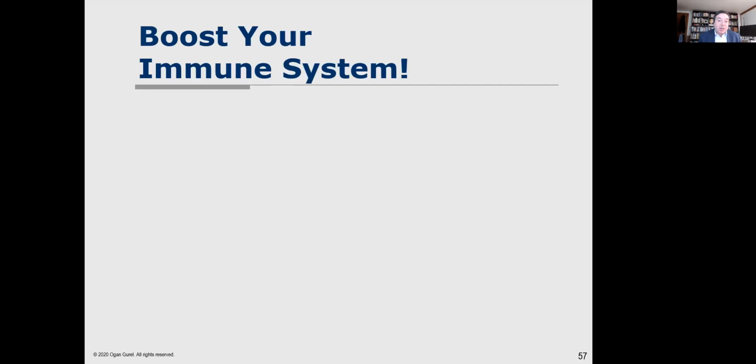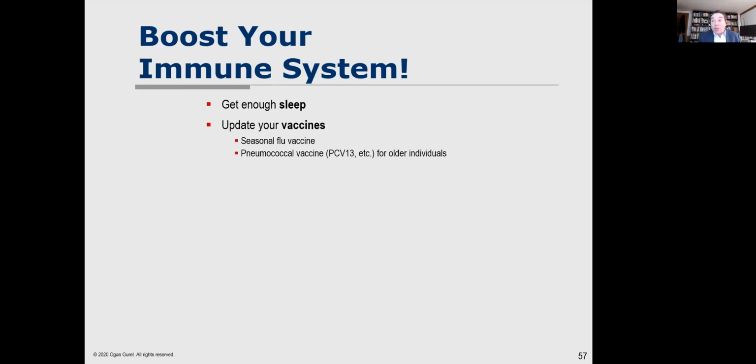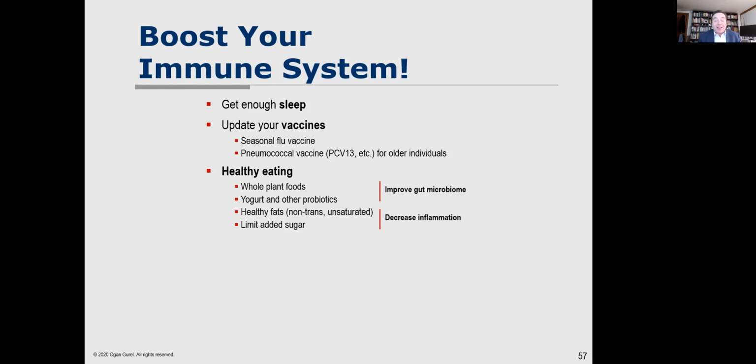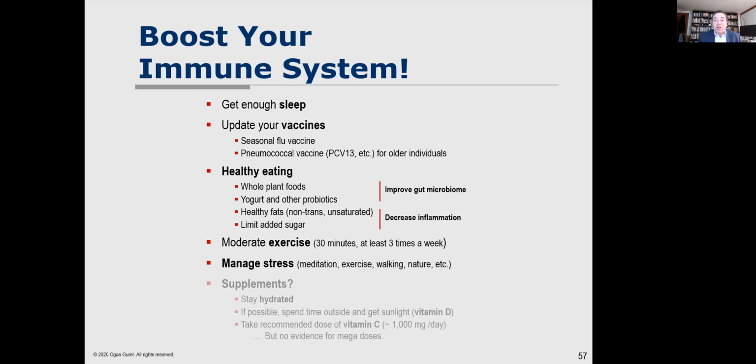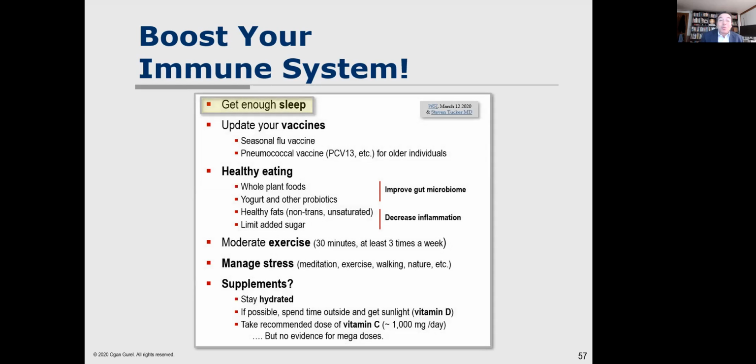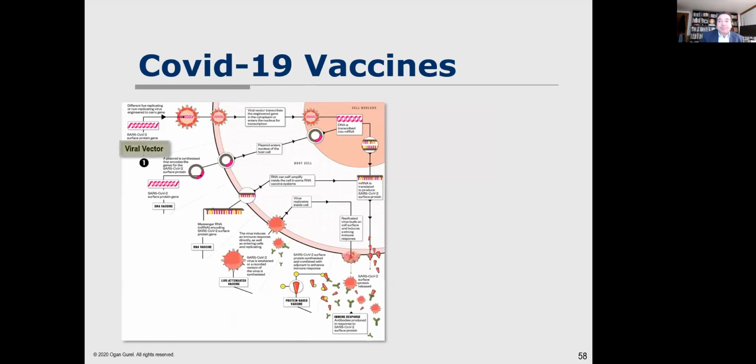So the key, apart from vaccine and all that, and of course social distancing, but the personal thing you can do is to boost as much as possible your immune system: get enough sleep, update your other vaccines, healthy eating to improve the gut microbiome, healthy fats, limit added sugar to decrease inflammation, moderate exercise, managing stress, and staying hydrated, and vitamin D and some vitamin C are all important. But probably the most important thing about boosting your immune system, and I'm very serious about this, is to get enough sleep.